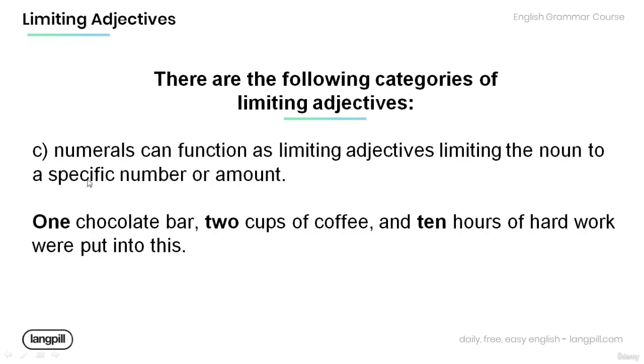C. Numerals can function as limiting adjectives, limiting the noun to a specific number or amount. Have a look at the example below. One chocolate bar, two cups of coffee, and ten hours of hard work were put into this.